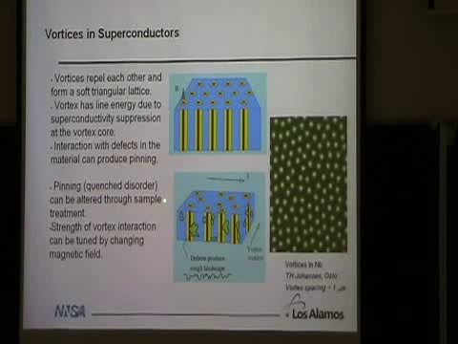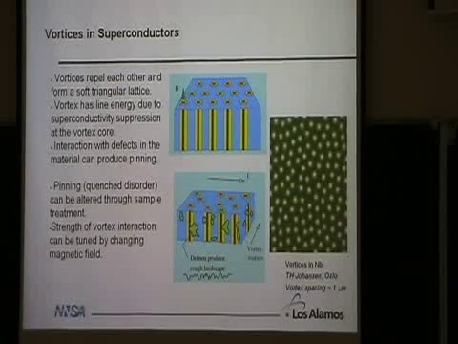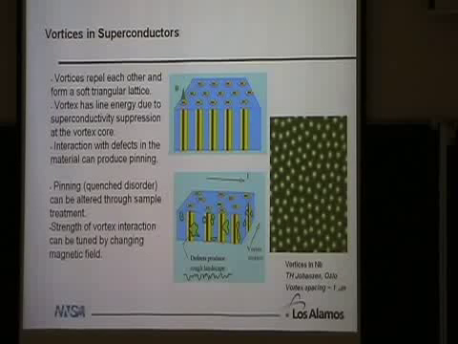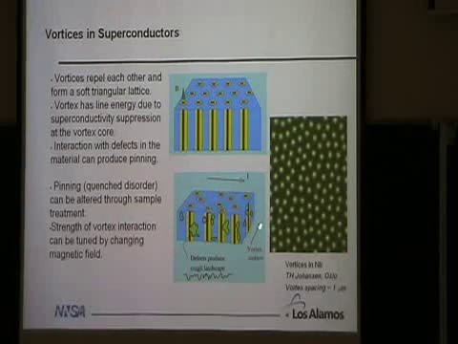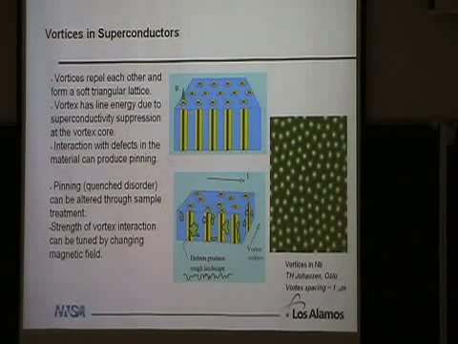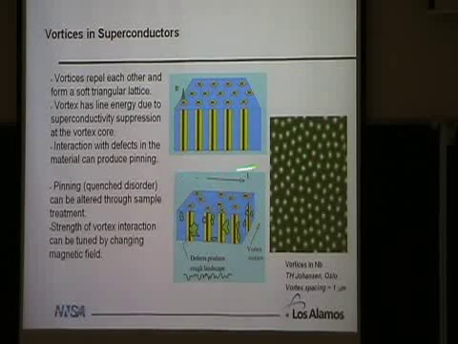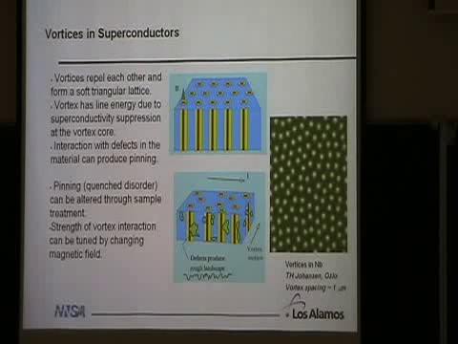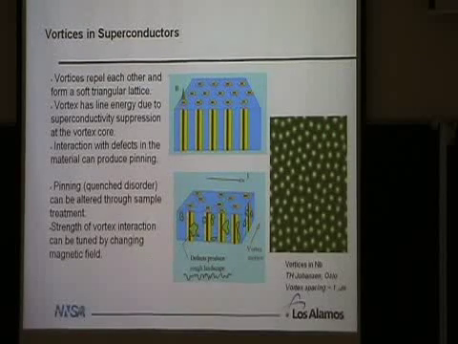The reason is that at the center of each vortex, there's a normal core, so there's normal electrons. And if the vortex moves, it drags the normal electrons with it, and that dissipates energy. So you lose your true superconductivity. So it turns out that if you put gook into your material deliberately or accidentally, and it pins these vortices down, you can apply some finite current without having the vortices move. And so you maintain the true superconductivity even though vortices are present.